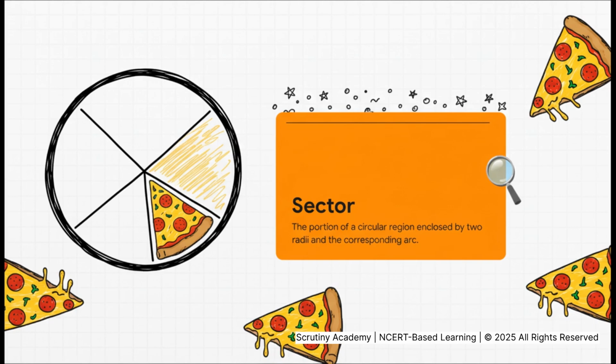Now, the official definition is it's the area enclosed by two radii, those are the lines from the center to the edge, and the curvy bit, the arc that connects them. But honestly, the easiest way to remember it is it's a slice of pizza.